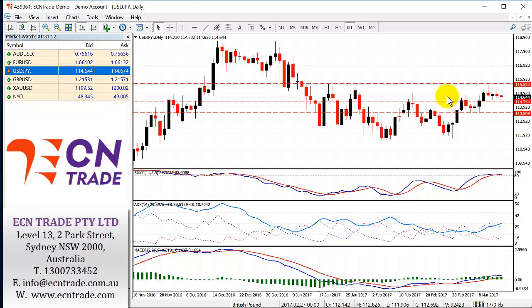Now, clearing the two hurdles of 115.10.15 and 115.5 would see further risk and a rally to 116 to that 118 region, which is the preferred target once we get this short-term weakness out of the way.